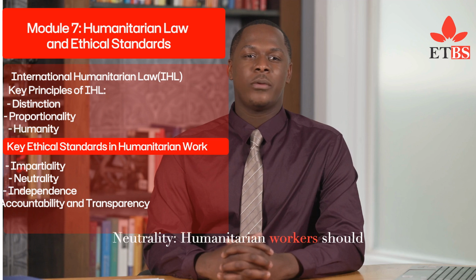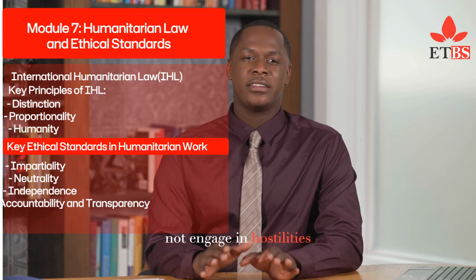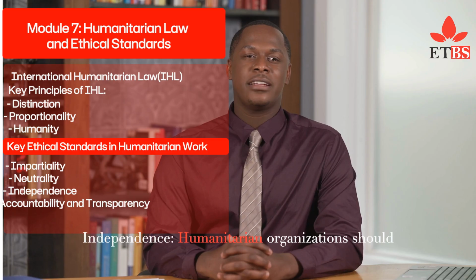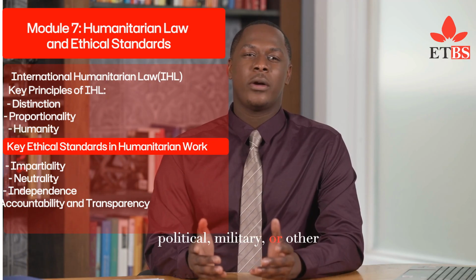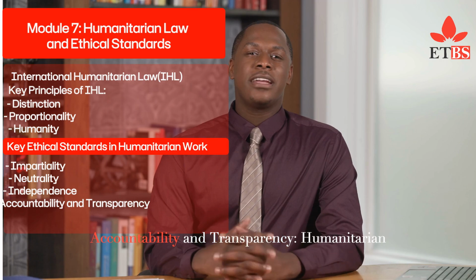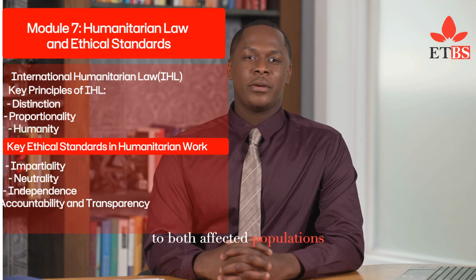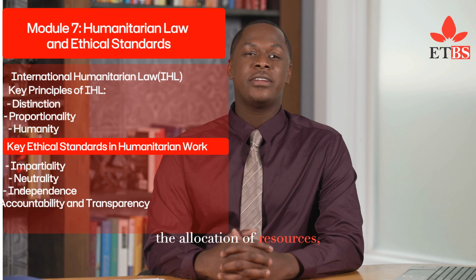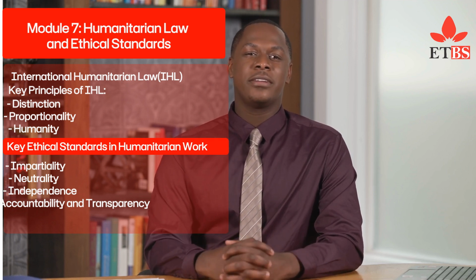Neutrality. Humanitarian workers should not take sides in conflicts, meaning they do not engage in hostilities or favor one party over another. Independence. Humanitarian organizations should remain independent of any political, military, or other agendas that may influence their operations. Accountability and transparency. Humanitarian organizations must be accountable to both affected populations and donors. This includes transparency in the allocation of resources, decision-making processes, and reporting on the outcomes of interventions.